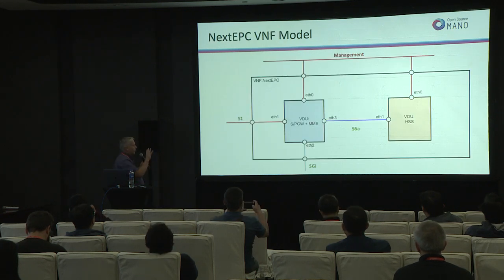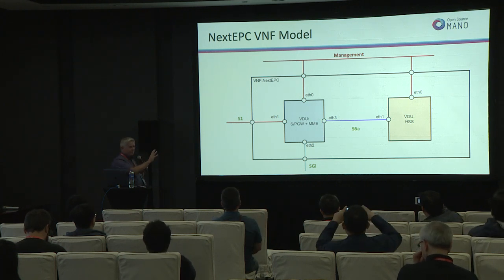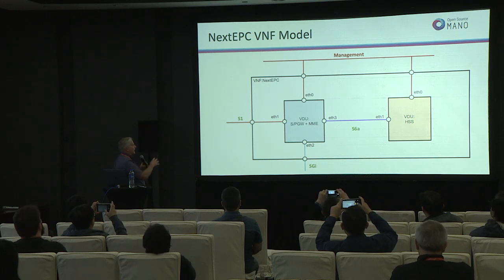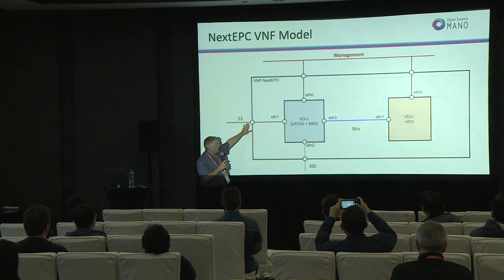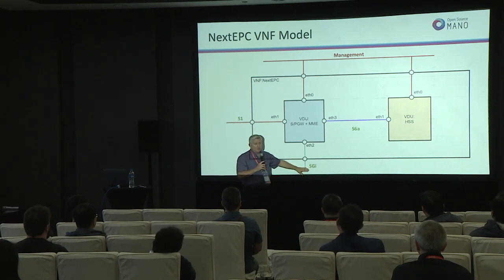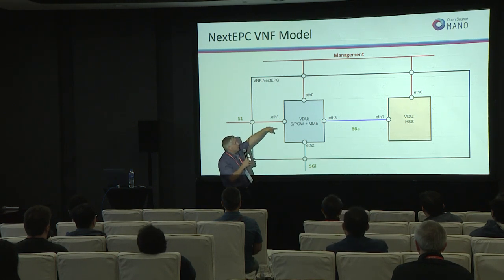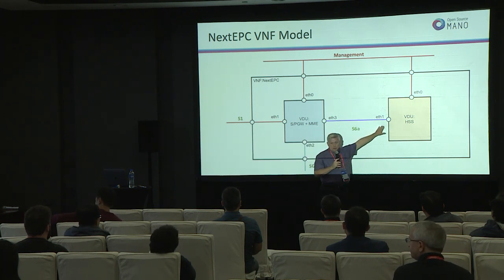So what I have here now is I have taken those two VMs and I'm now modeling it in terms of, well, I know that coming in one side, I've got the S1 interface, and coming out another side, I've got an SGI interface. I know I'm gonna need management to be able to get into these and control them, and I know that there's going to be another network in here.